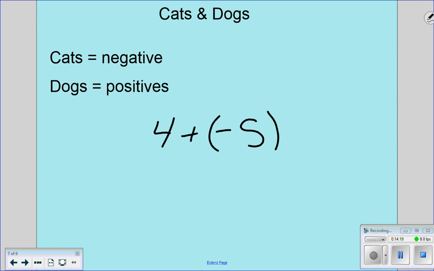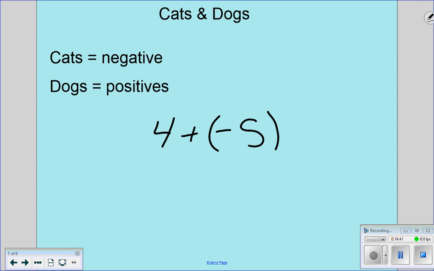4. How many dogs do I have? 5. Okay, what do we know about cats and dogs when they get together? They don't like each other, do they? They fight a lot. Some weird cats and dogs get along, but like in our problems today, they're going to fight. So, if one cat or dog runs out the door, the other's going to chase it.